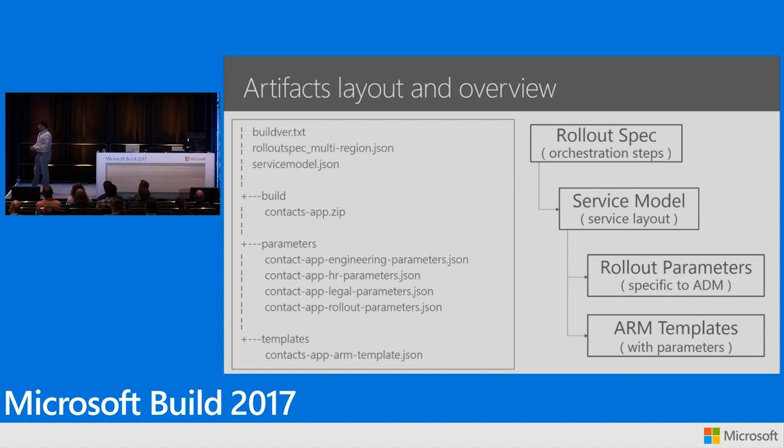Like you can see, in my application there's a build over there. There's a rollout spec, which basically defines what the orchestration steps are. And then there's a service model file, which mimics how your service is laid out in Azure: multiple resources, resource groups, and the parameters file and the ARM templates you're pretty much familiar with. The rollout spec file points to your service model, which basically tells us how your service is laid out.